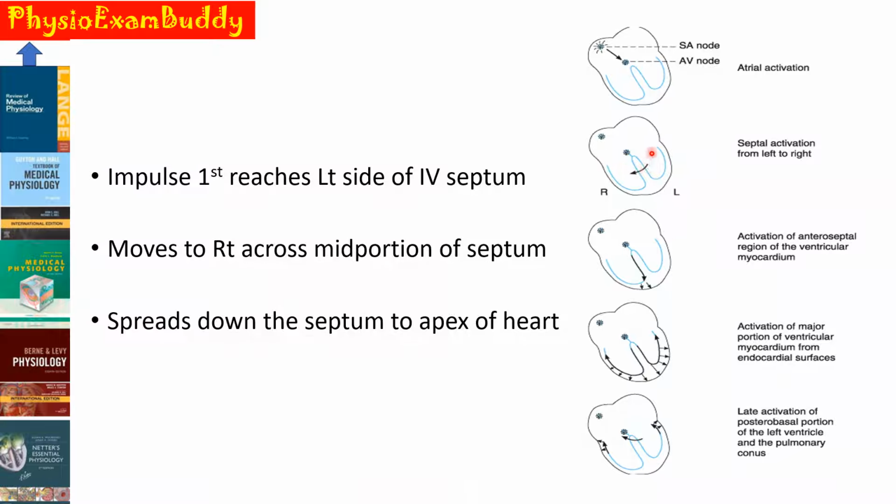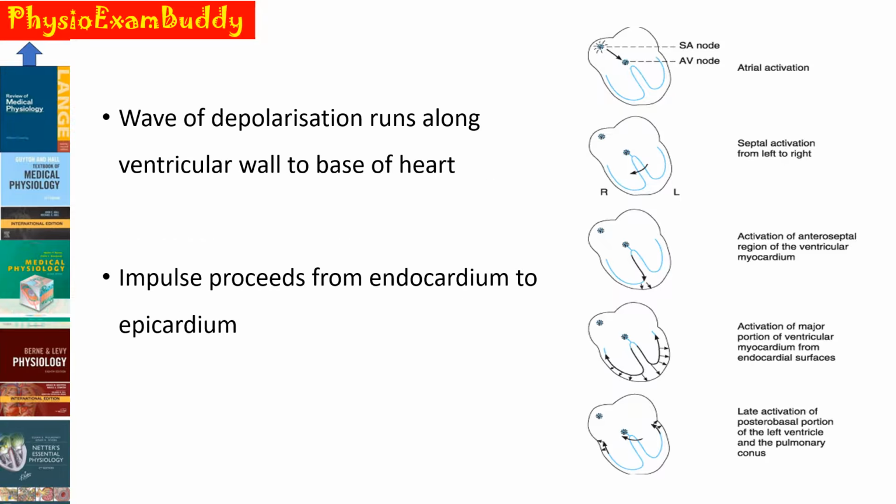So, the impulse first reaches the left side of the interventricular septum and moves to the right across the mid portion of the interventricular septum and spreads down the septum to the apex of the heart. Now, the wave of depolarization runs along the ventricular wall to the base of the heart. This is the apex and this is the base. So the wave of depolarization first runs to the apex of the heart, and from there it spreads to the base of the heart.